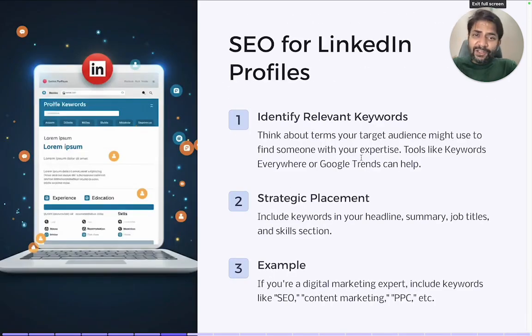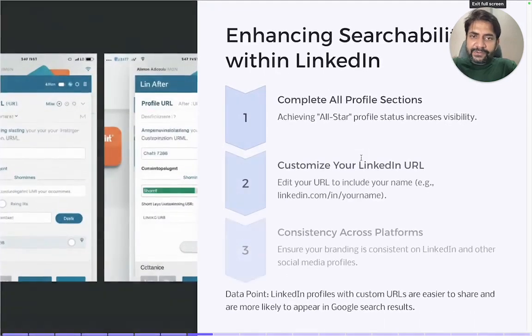When we talk about SEO for LinkedIn profiles, you need to identify the relevant keywords, think about the terms you target. Tools like Keywords Everywhere or Google Trends can help. Include keywords in your headline, summary, job titles, and skill sections. So if you're a digital marketing expert, include keywords like SEO, content marketing. You can use ChatGPT for all of this, and we'll be learning more about this in much more detail in the next couple of videos.